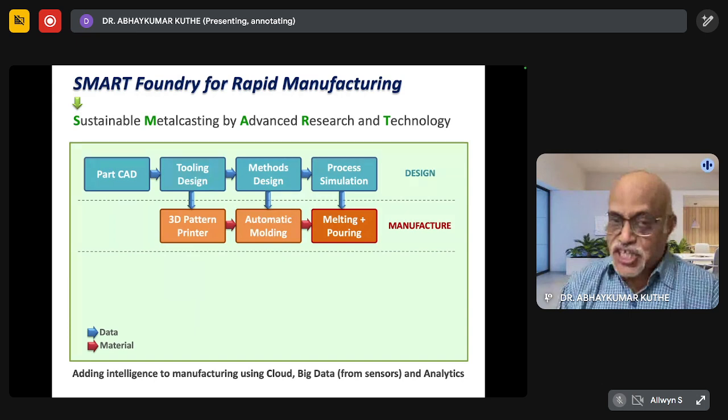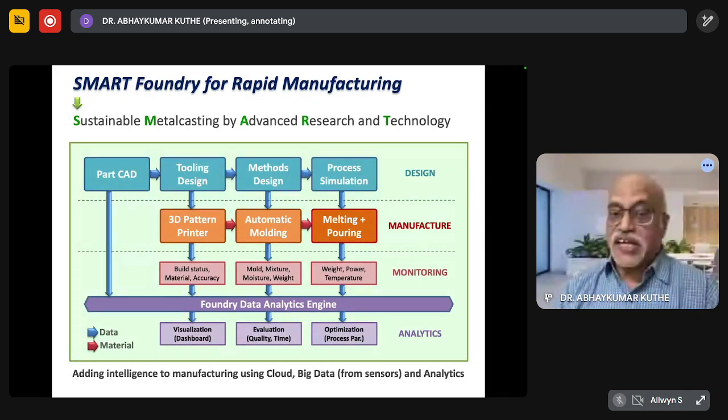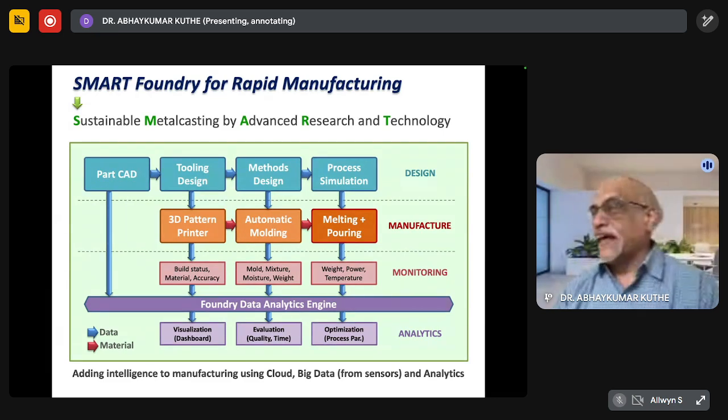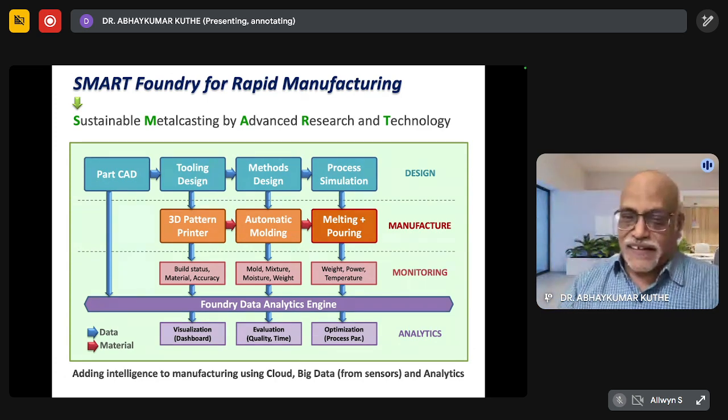simulation. All these things are very well known to all of you. Manufacturing aspect is also known. But now we will be more happy to look at what is this monitoring and analytics. Now here, the last line makes sense. Adding intelligence to manufacturing using cloud, big data from sensors and analytics. Now look at the last one, monitoring and analytics.